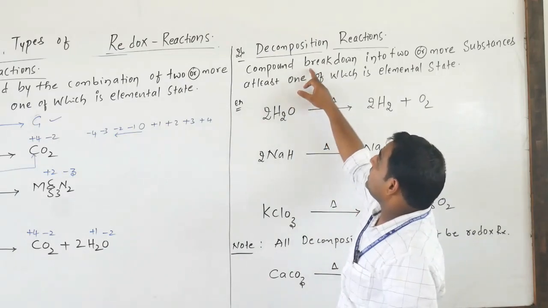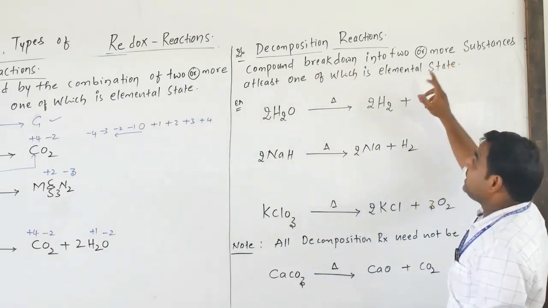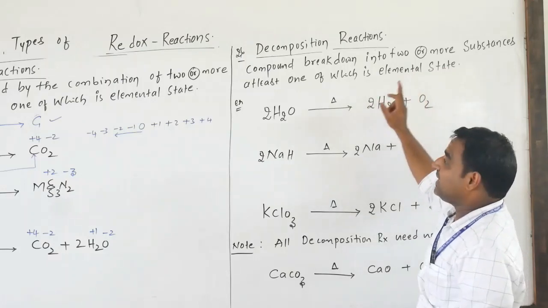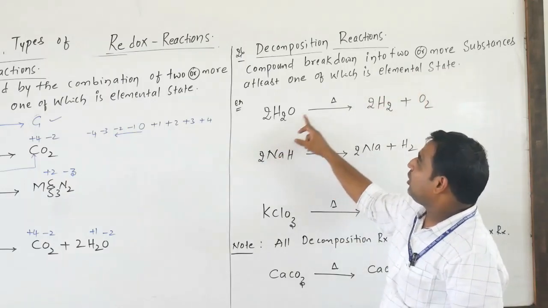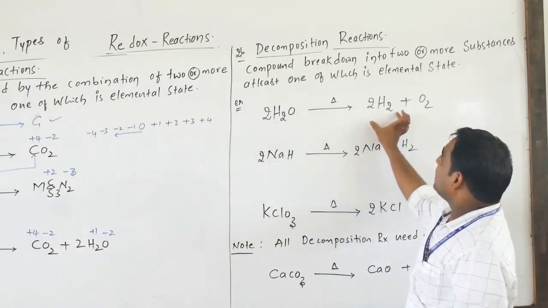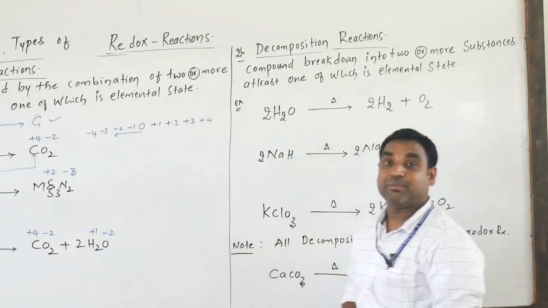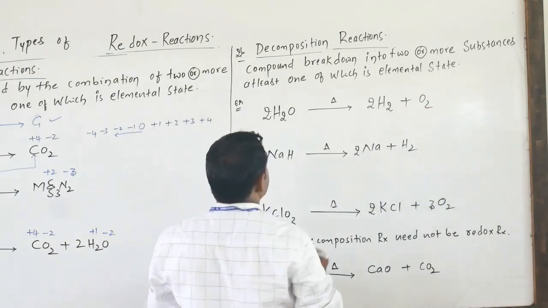So a compound breaks down into two or more substances. Among that, at least one is in an elemental state. For example, take H2O. Upon heating, it will be decomposed. It decomposes and forms H2 and oxygen, that is hydrogen and oxygen. So this means it was a decomposition.